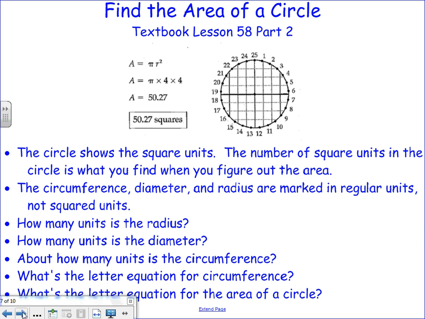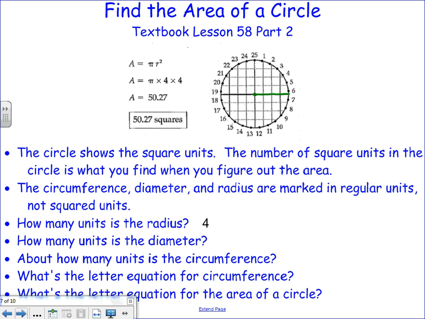So for the circle we have here, how many units is the radius? Well, remember the radius goes from the middle of the circle to the edge of the circle. So if I count that, that's 1, 2, 3, 4 spaces. Okay, so our radius is going to be 4 units. Okay, how many units is the diameter? Well, remember the diameter is twice as long as the radius. So if the radius is 4, the diameter is going to be 8.